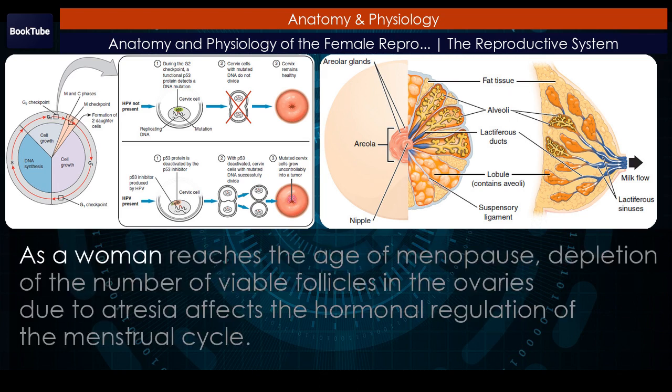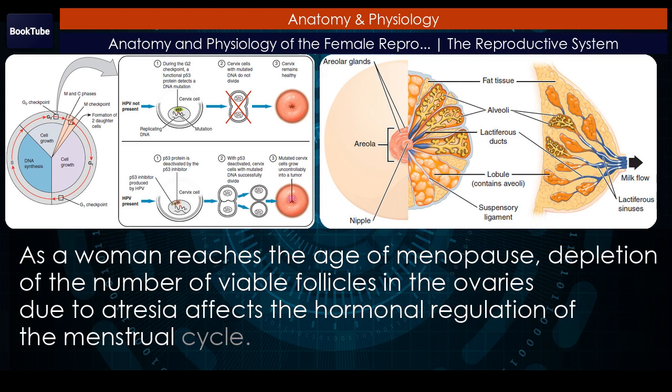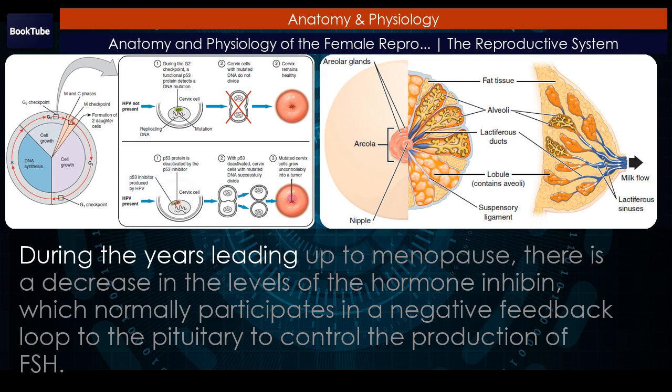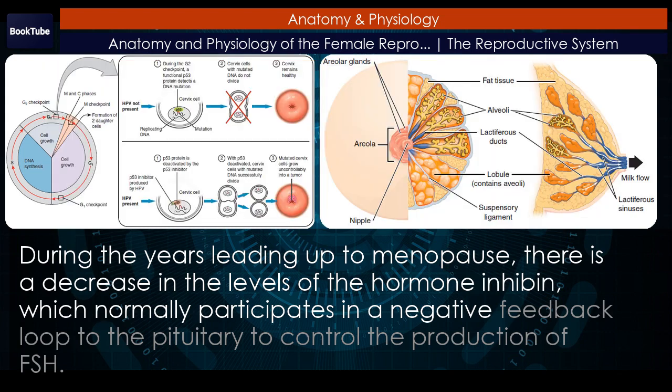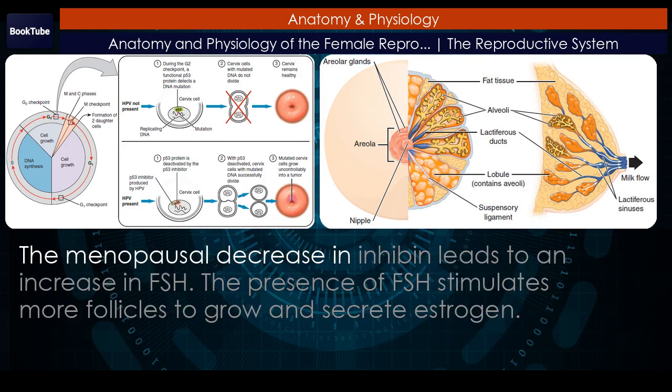As a woman reaches the age of menopause, depletion of the number of viable follicles in the ovaries due to atresia affects the hormonal regulation of the menstrual cycle. During the years leading up to menopause, there is a decrease in the levels of the hormone inhibin, which normally participates in a negative feedback loop to the pituitary to control the production of FSH. The menopausal decrease in inhibin leads to an increase in FSH.